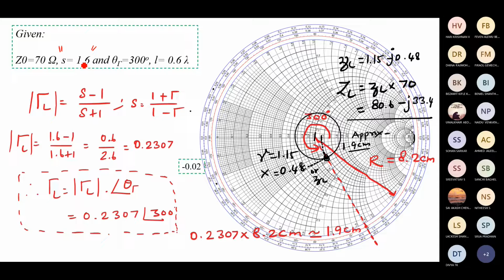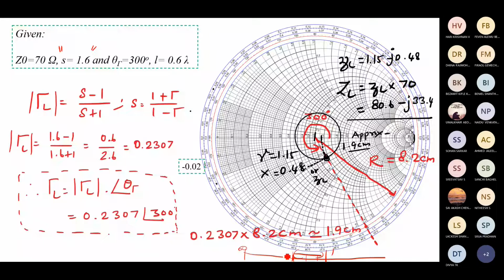So how to do that? The value is given as 1.6. If the value is 1.6, you can use the scale at the very bottom. The scale starts from 1 to infinity, and it varies slowly like 1.2, 1.4, 1.6. So you have to take this value with the compass and draw the circle. This is the very common method people follow.